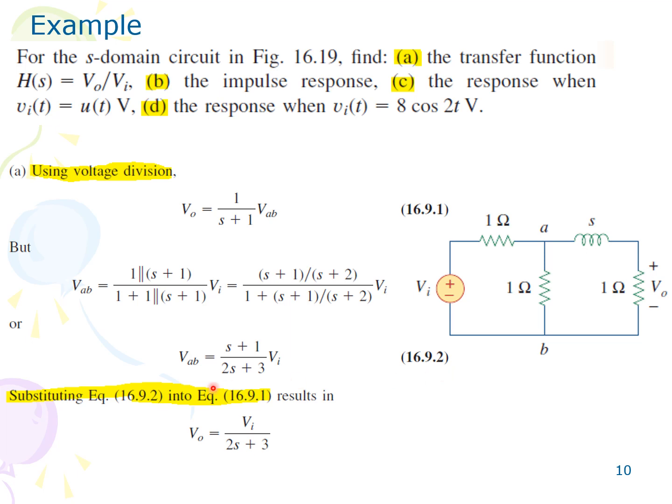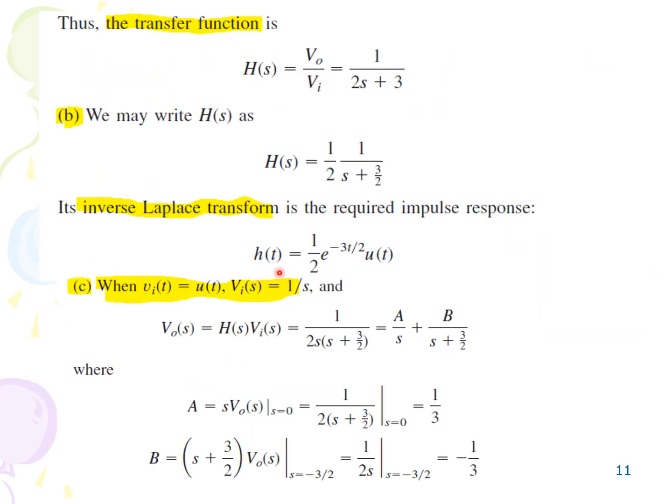Now we can substitute equation 16.92 into equation 16.91, and then we will get V naught. So V naught is equal to Vn divided by 2S plus 3, because S plus 1 will cancel out with S plus 1 here. Once we have found this, we can apply the inverse Laplace transform later on. So the transfer function H(s), which is the ratio of V naught to Vn, is equal to 1 over 2s plus 3.